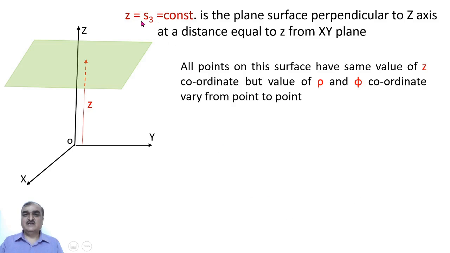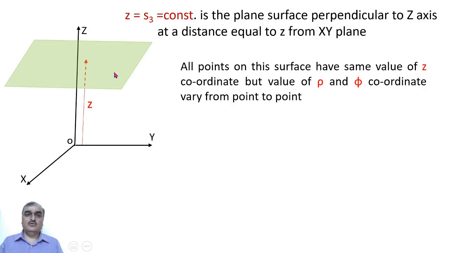Then the third surface is the z constant surface. The z constant surface is a plane surface which is perpendicular to the z axis, and it is parallel to the xy plane. The distance of this plane from the xy plane is z. If we consider any point on this plane, it is at the same distance z from the xy plane. Therefore, z is constant for all points.